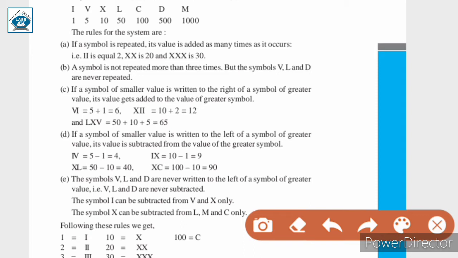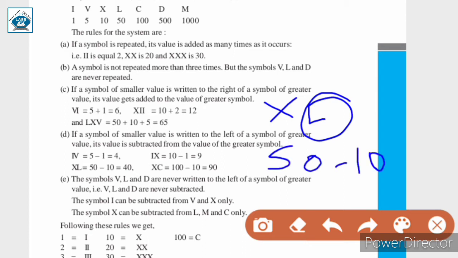Next, as I have explained to you before, IX represents 9. So since it is written to the left hand side of X, that is 10, so we will write this as 10 minus 1, which is equal to 9. Similarly, we have other examples over here, and this is how 40 is represented. 40 is not 4 times X because no symbol is repeated more than 3 times. So 40 is written as XL: 50, and to the left hand side of it we have 10. So 50 minus 10, which is equal to 40.